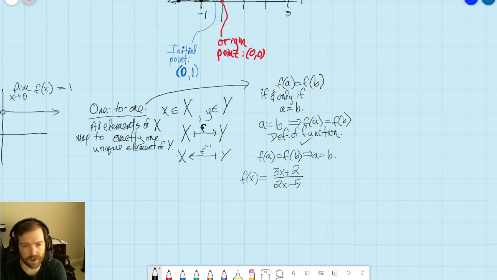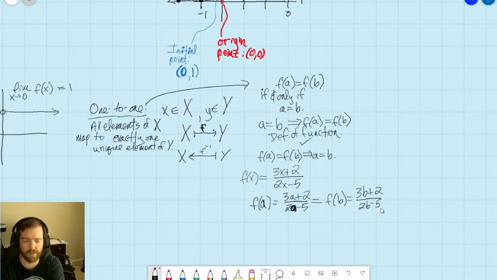So here I'm going to say that we want f at a equals 3a plus 2 divided by 2a minus 5 equals f at b, which is equal to 3b plus 2 over 2b minus 5. This one requires a little bit of work. If you do something with literally linear functions, it's much easier. You can grab those pretty easily. We can also disprove it for something like a quadratic function, which we'll do next. So here f of a equals f of b. We've got to prove that a equals b.